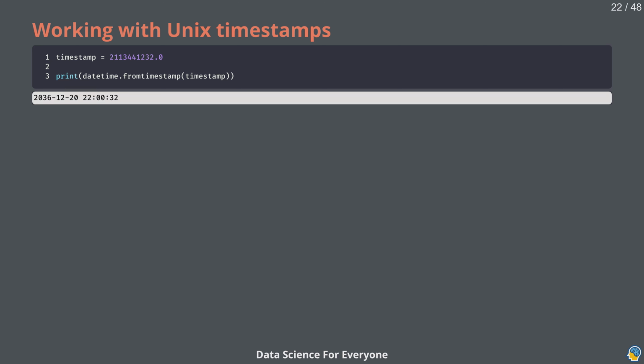Another common way to store datetimes is with Unix timestamps. These are just numbers counting seconds since January 1st, 1970, the start of time for most modern systems. To convert a Unix timestamp to a datetime, we can use the fromtimestamp method. This gives us a readable datetime.